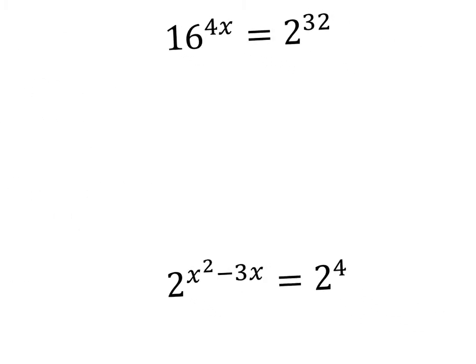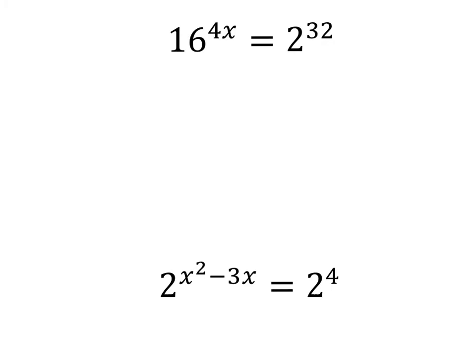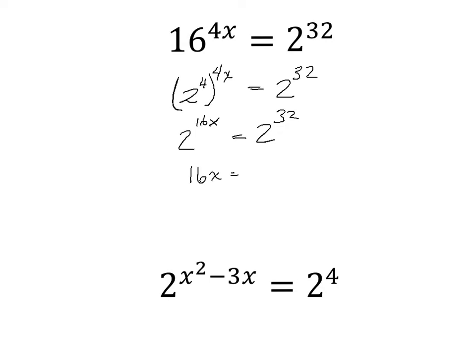Let's look at the next one. Again, we don't have like bases, but 16 is really 2 to the 4th power. We're taking that to the 4x power. Now we have 2 to the 16x power is equal to 2 to the 32nd power. So we can set 16x equal to 32, divide by 16, and we know that x equals 2.